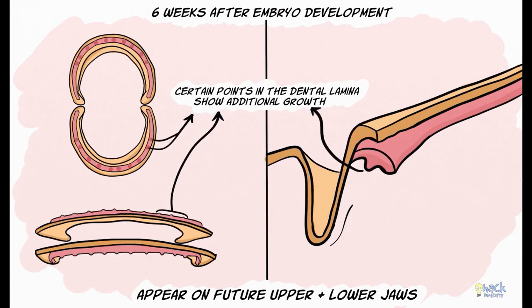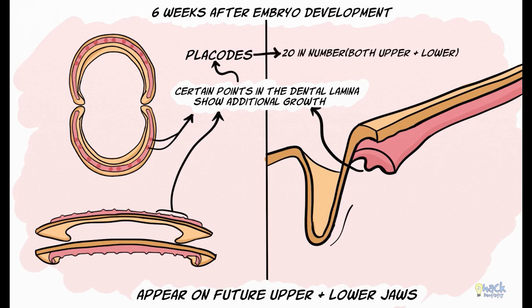Now certain points in the dental lamina would develop an additional growth of cells called placodes. These placodes protrude into the underlying mesenchyme. And these points, 20 in number, correspond to the sites of the future deciduous teeth.